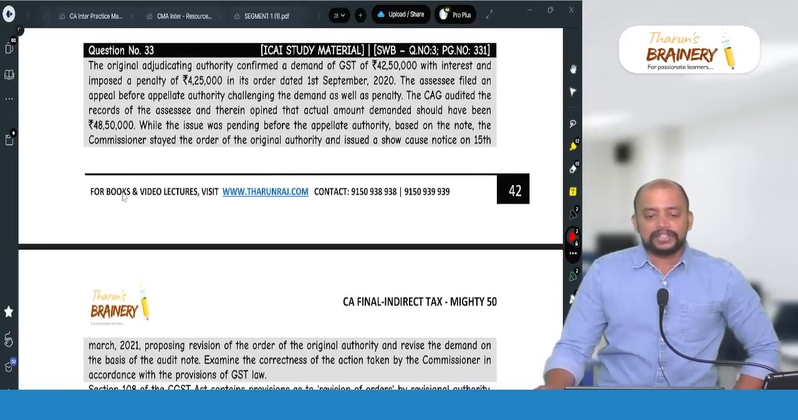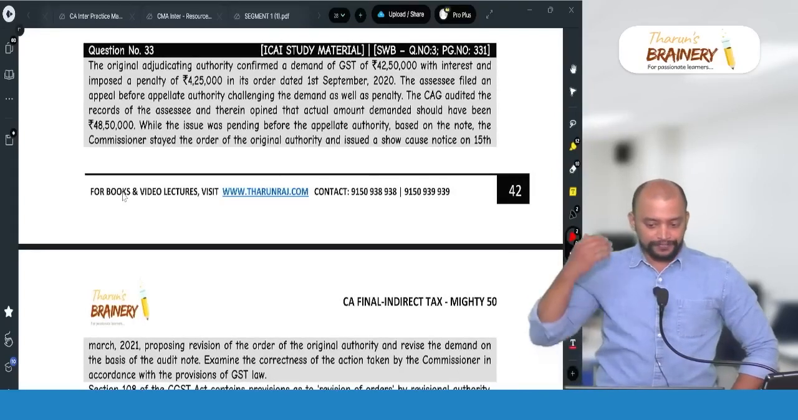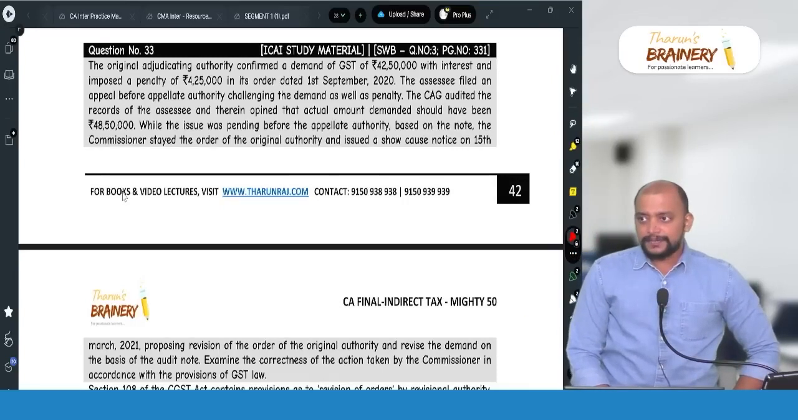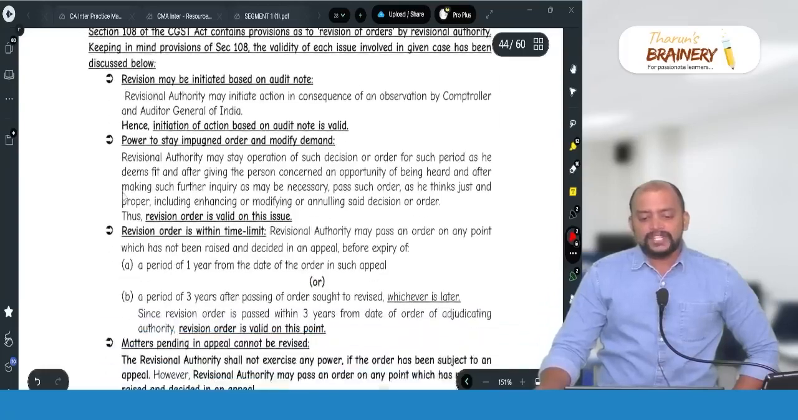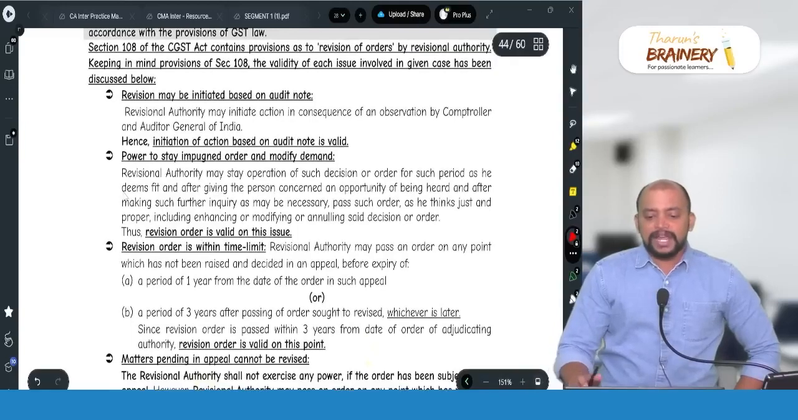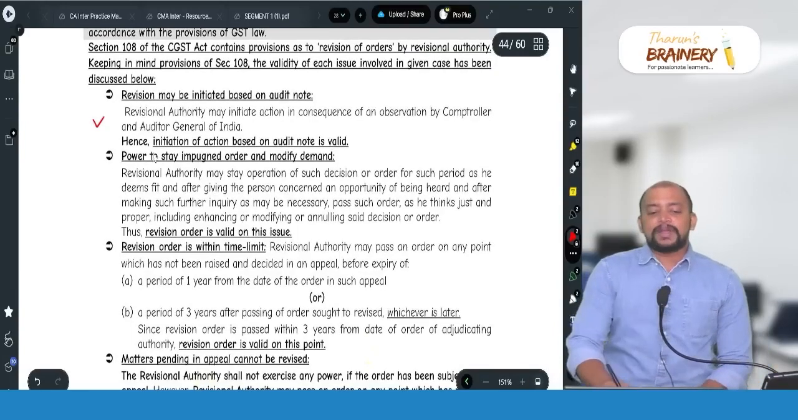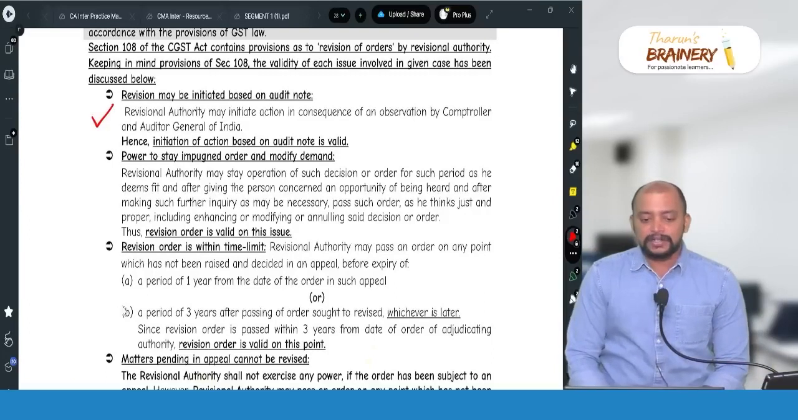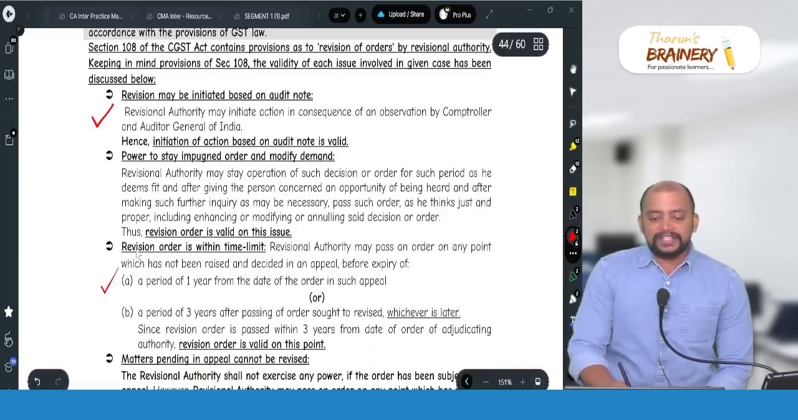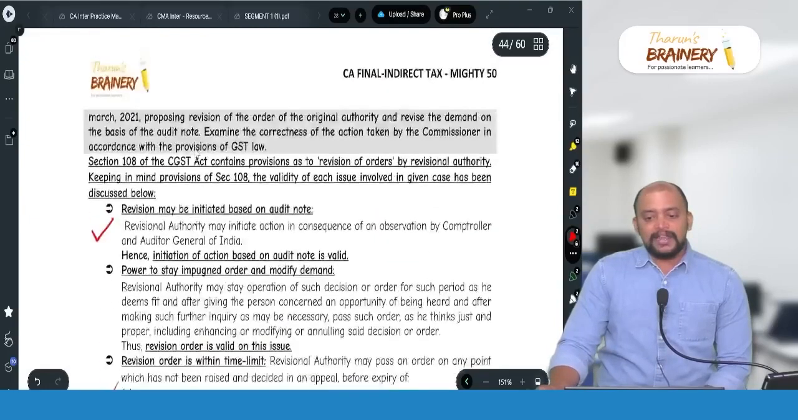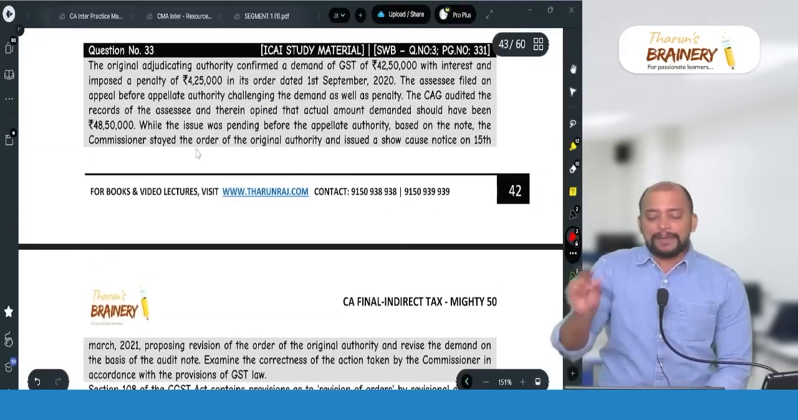Revision. Can the revision authority revise the order? Even if it is in appeal, they can revise within 1 year from the outcome of the appeal or 3 years from the adjudication order, whichever is later. So, can a revision order be based on an audit note? Yes, revision can be based on suo moto or based on information or based on request from the commissioner. And the revision order should be within this time limit. But matters pending in the appeal cannot be revised. But check whether the entire order is under appeal or only part of the order is under appeal.